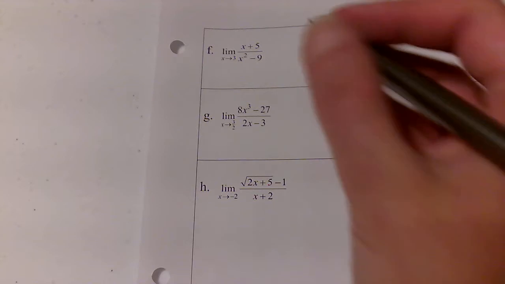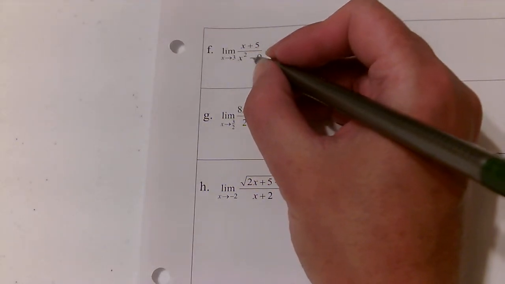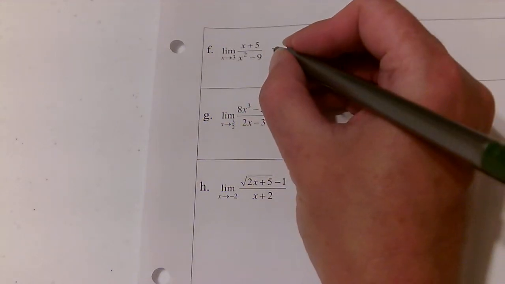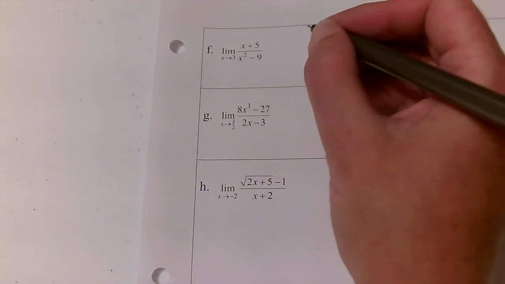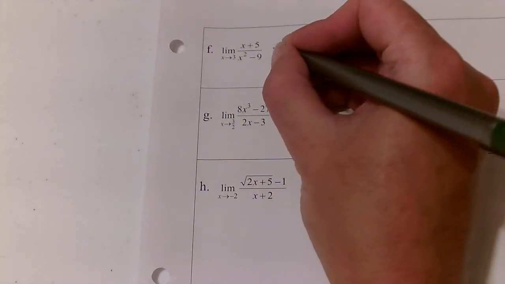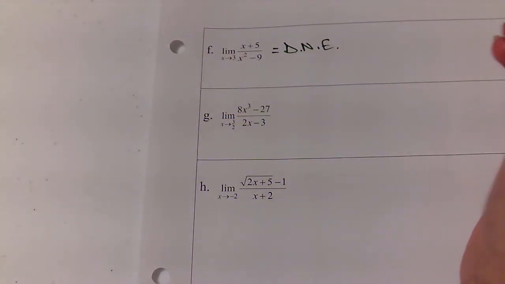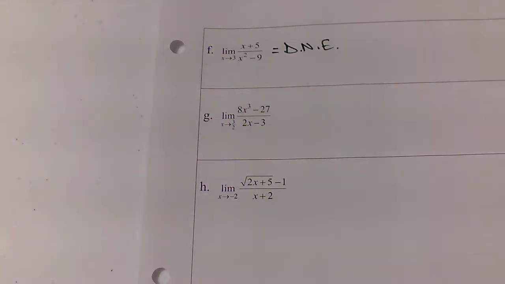Okay, this one's kind of interesting. If I plug in 3, I'm going to have 0 in the denominator, which means I've got a vertical asymptote. And I know things about rational functions. It's going to be going differently: one side's going to positive infinity, one side's going to negative infinity. So I can go ahead and say this does not exist. We can't really say anything because x equals 3 is a vertical asymptote.